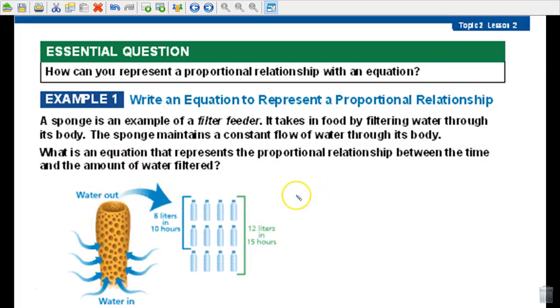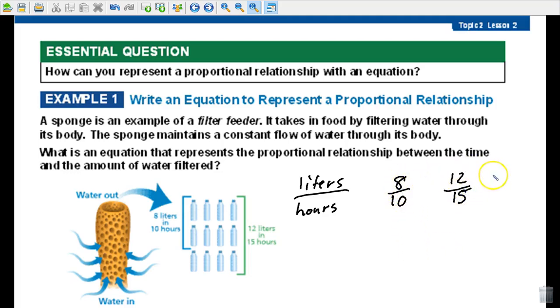Okay, class. So we are comparing liters to hours, not to water. That's a silly mistake. Liters to hours. That is what my ratio will be, okay? So we have 8 liters in 10 hours, and we have 12 liters in 15 hours, okay?